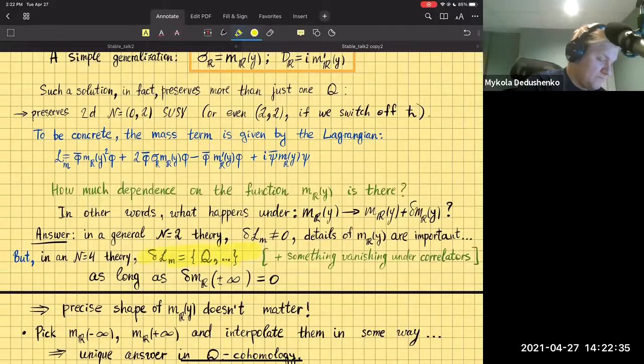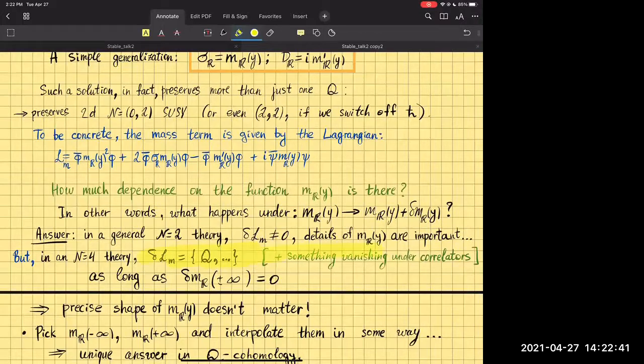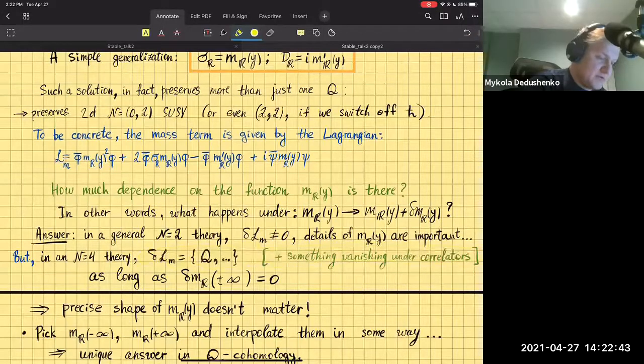So let me see. Let me recall how it works. The trick is this part where I say there's something vanishing under correlators. Because even in n equals 2, you have some Q-exact piece plus something which is proportional to, if we go technical, auxiliary fields in the chiral multiplet.